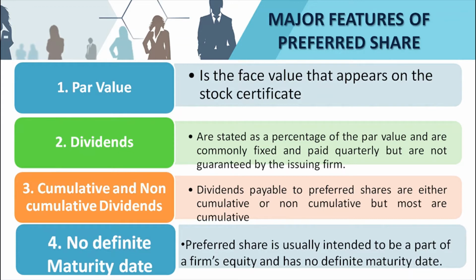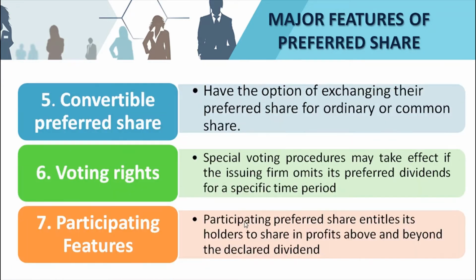So, the number 4 major feature of preferred share is no definite maturity. Preferred share is usually intended to be part of a firm's equity and thus no definite maturity date. So, the fifth feature of preferred share is convertible preferred share. Holders have the option of exchanging their preferred share for ordinary or common share. The sixth major feature is voting rights.